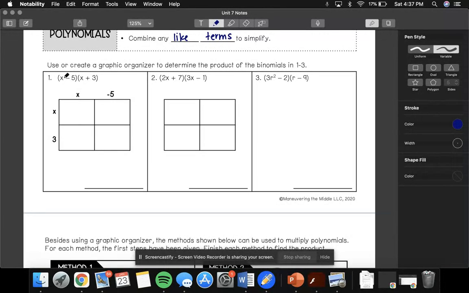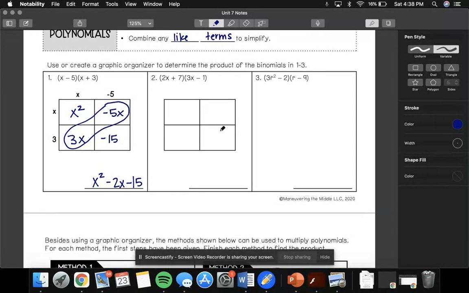So this first one, we have this binomial x minus 5, which is being represented right here, and then x plus 3 being represented right here. So this is using the area model. So x times x would create a square. Okay, x times 3 would create 3x. Okay. x times negative 5 would become negative 5x. And then 3 times negative 5 would become negative 15. So we have these 4 terms. These are actually like terms, so we can combine those together and create negative 2x. So multiplying that together, we get x squared negative 2x, and negative 15.